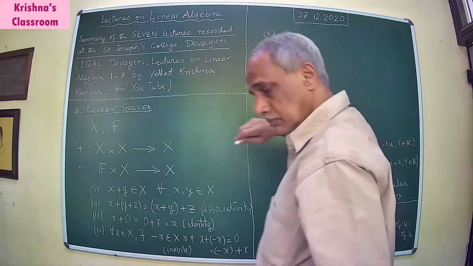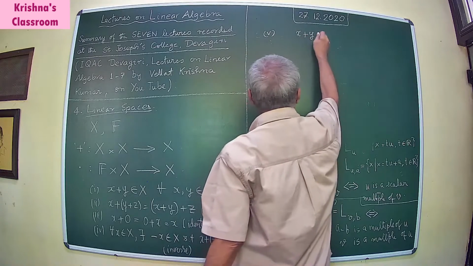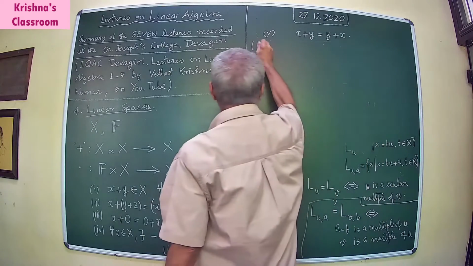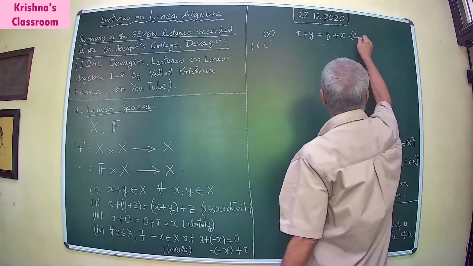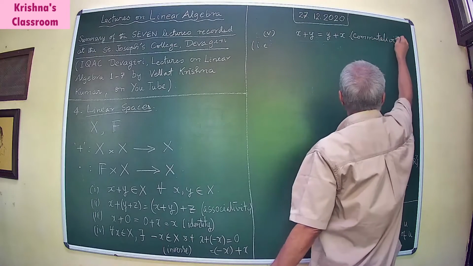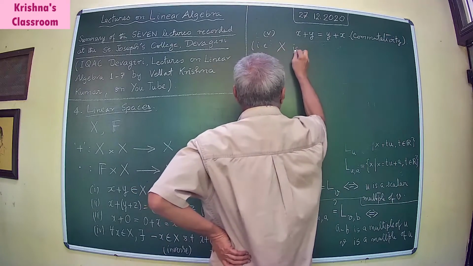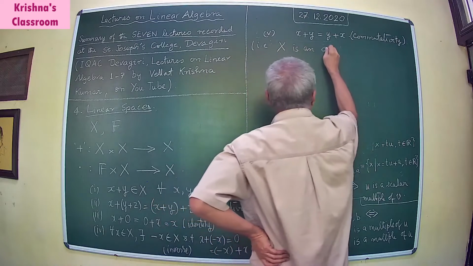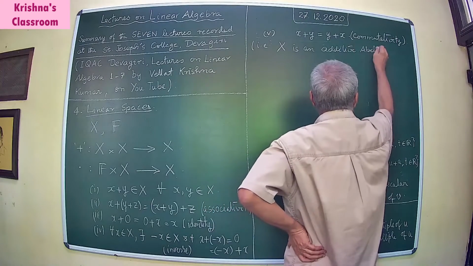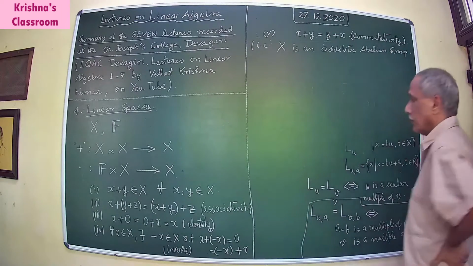And then you have, for x and y, x plus y equals y plus x. That is commutativity. That is, X is an abelian group under addition. That is the first property.